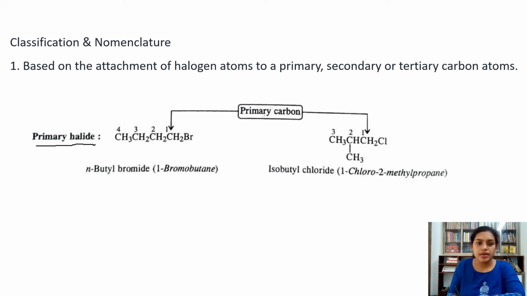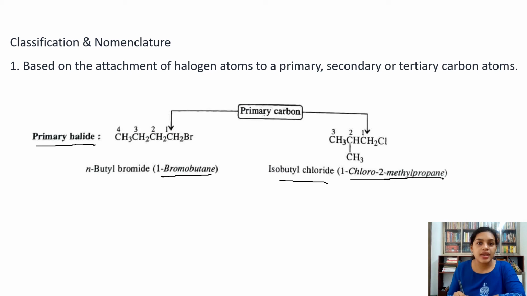So here in this example, there are 4 carbon atoms. This is 1-bromobutane, and the common name is N-butyl bromide or normal butyl bromide. And here this is isobutyl. This is 1-chloro-2-methyl-propane. That's the IUPAC name, and the common name is isobutyl chloride.